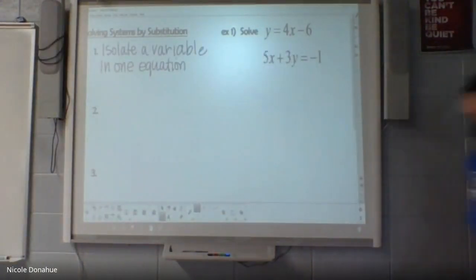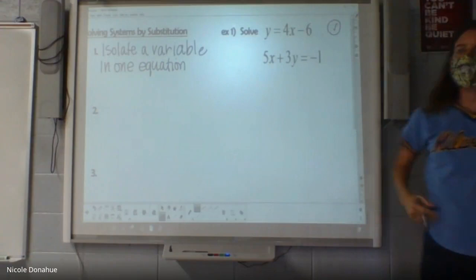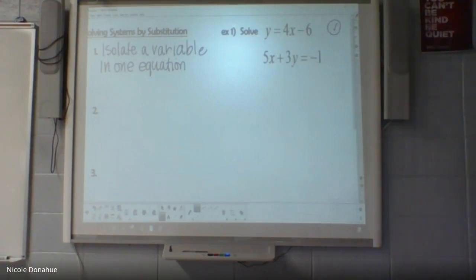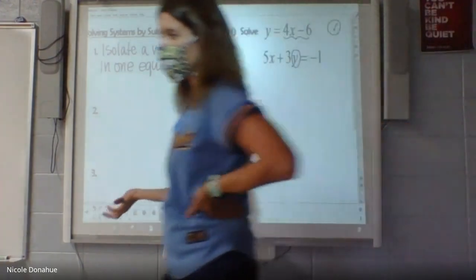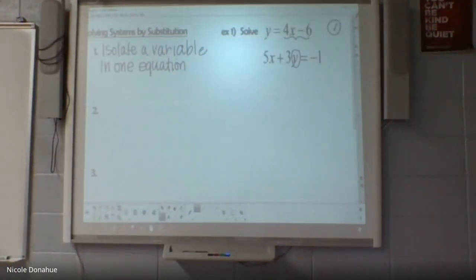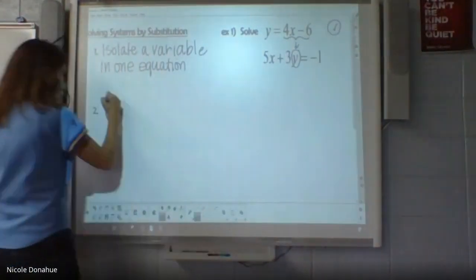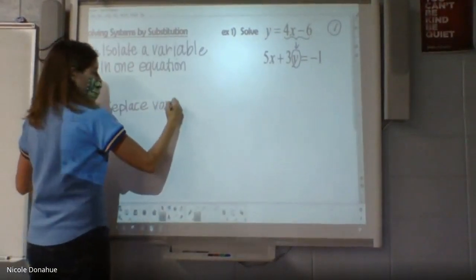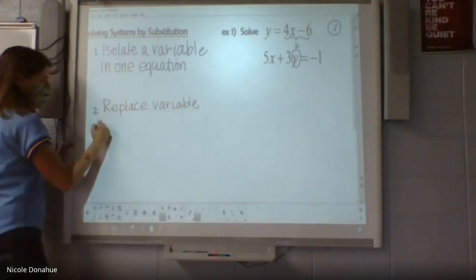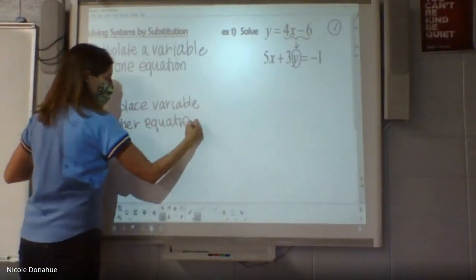So that's done, like this is already done for us here. So step 1 is done. We have a variable alone in that top equation. So what we're going to do in substitution is take that equation and substitute it into the other one in place of y. So I know y is 4x minus 6. We're going to replace that in the other equation for the y value. Replace the variable in the other equation.